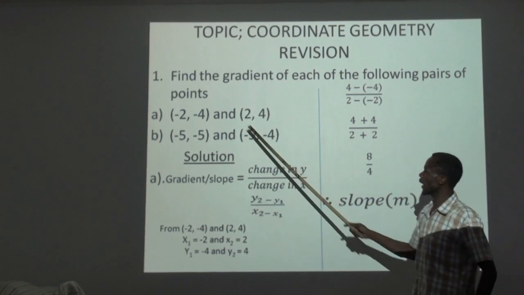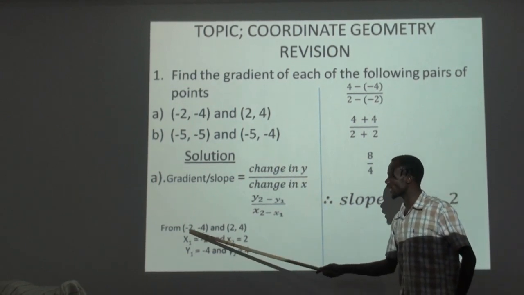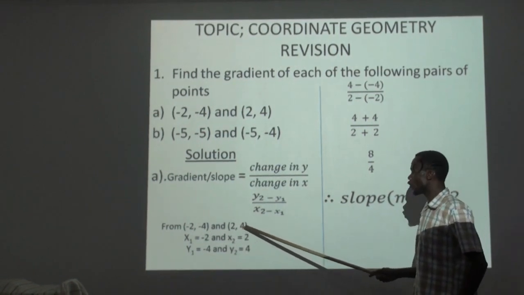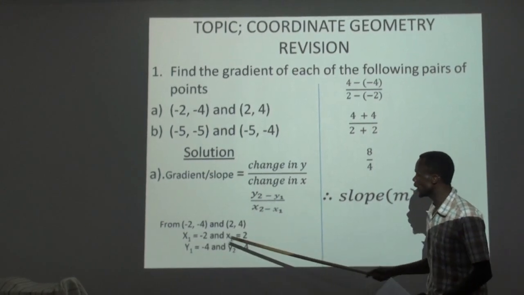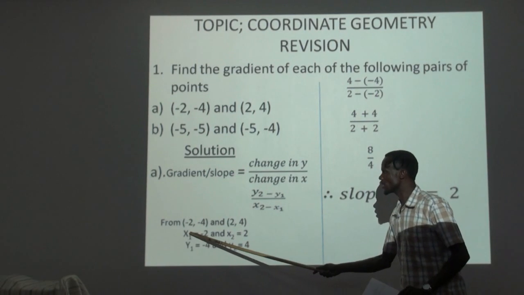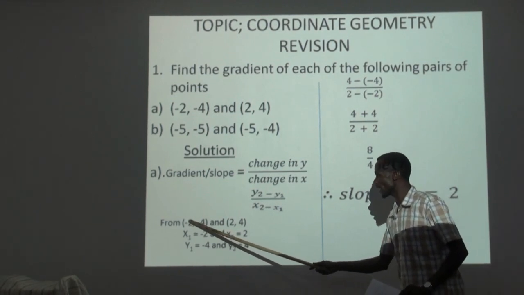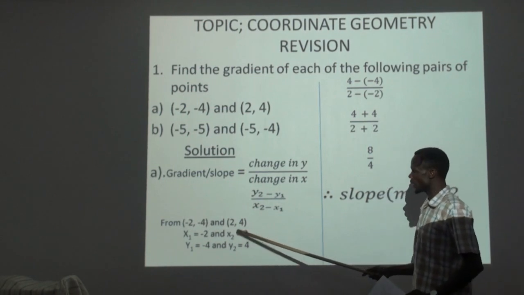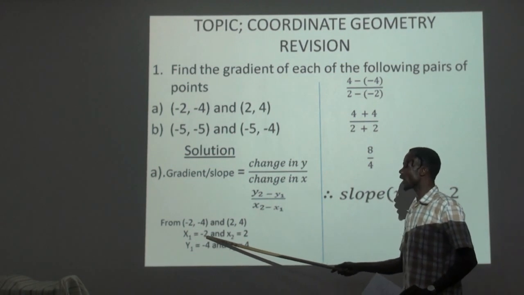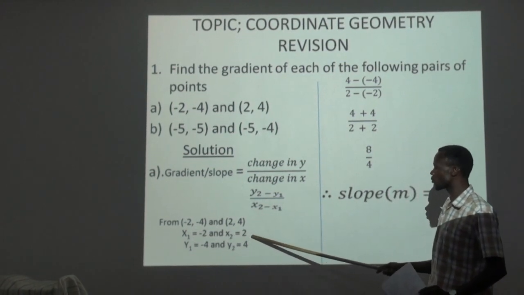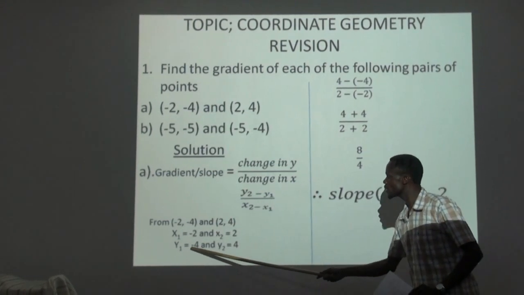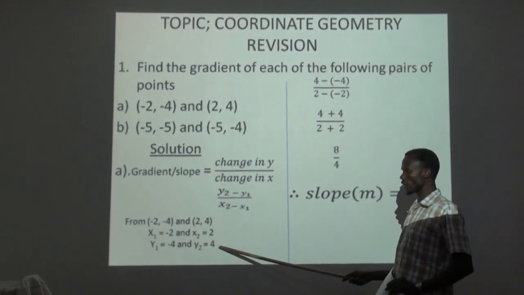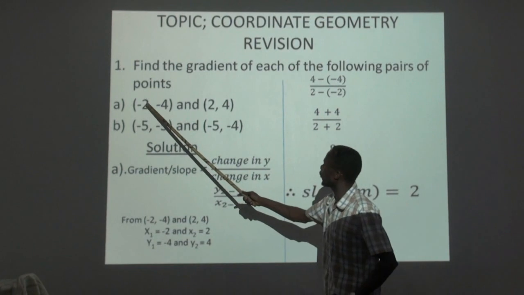If you consider A now, we have the points negative 2, negative 4, and 2, 4. From the points, these are called x's, along the x-axis. This is x1 and this is x2. This is y1, this is y2. Now x1 is equal to negative 2, and x2 is equal to 2. And y1 is equal to negative 4, and y2 is equal to 4. Sorry.